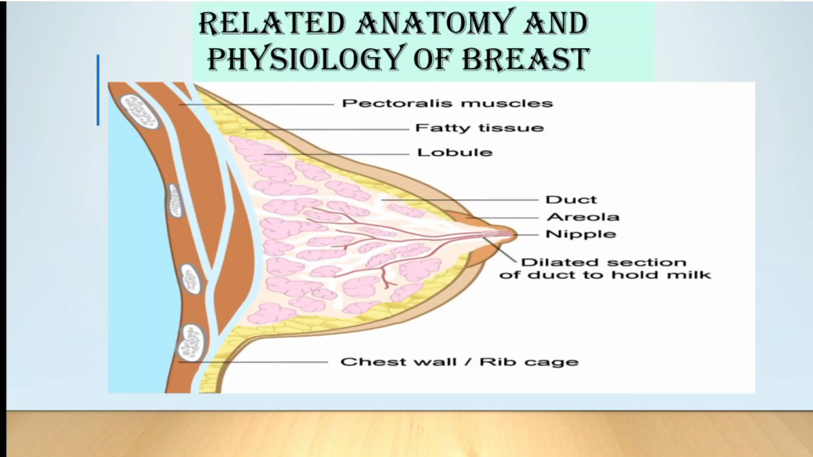Then the nipple is the outermost part, the outlet part. And if we talk about the other parts, like the lymph nodes and vessels, they are a part of the drainage system. The axillary lymph node is present in the underarm, the supraclavicular lymph node is present, and internal mammary nodes are also key points where breast cancer spreads. Okay, so this is a brief anatomy regarding the breast.